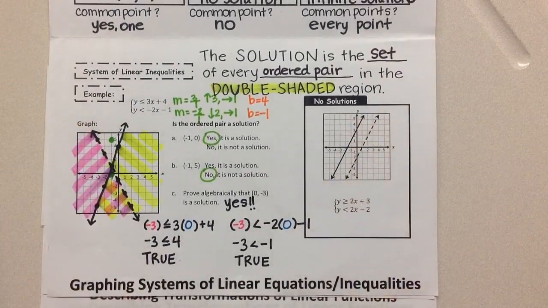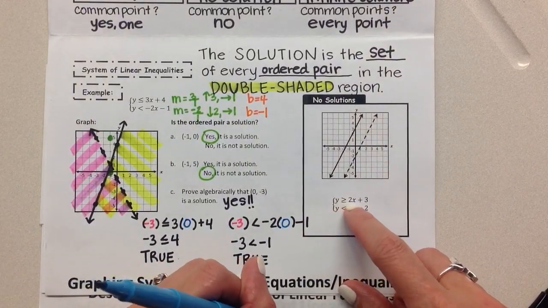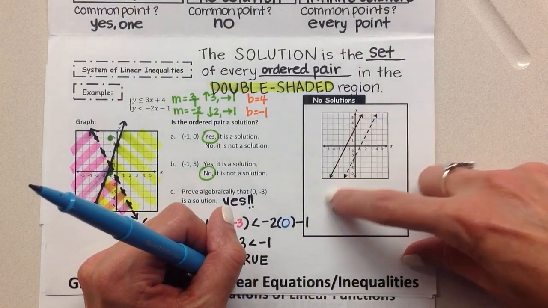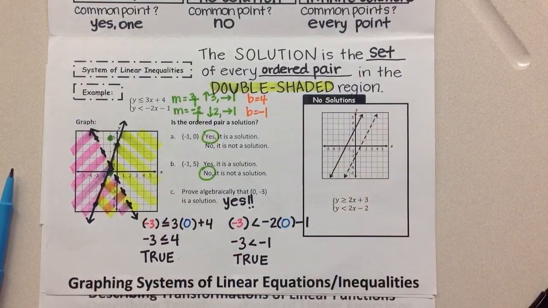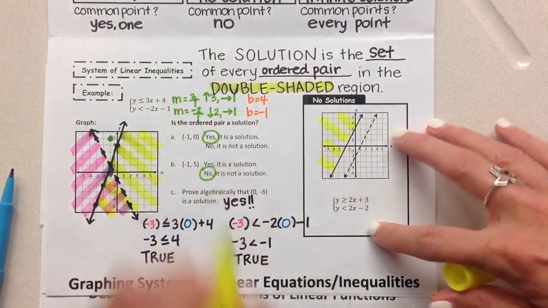All right, so let's talk about no solution. So let's look at this graph. So you can see here I've got y is greater than or equal to 2x plus 3, and that's got to be the solid line. And if it's greater than, that means I would shade up from the line. So I'm going to go up from this solid line.